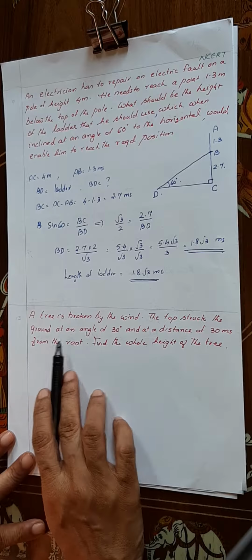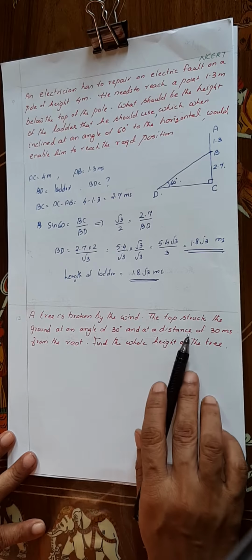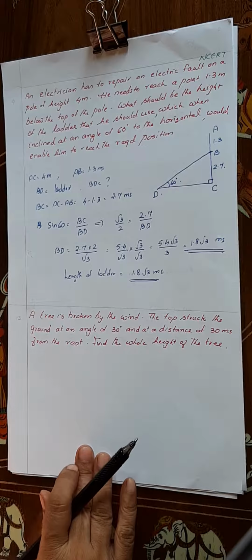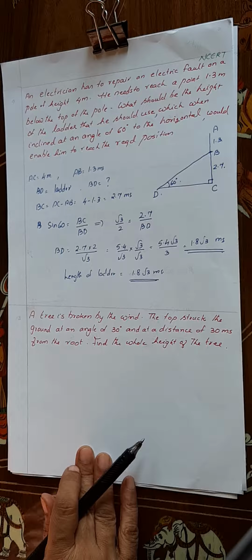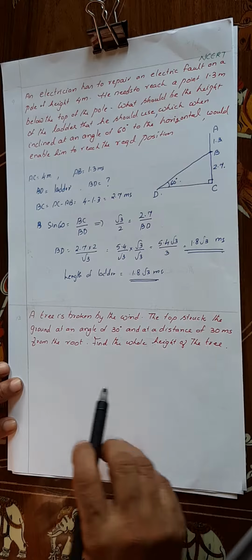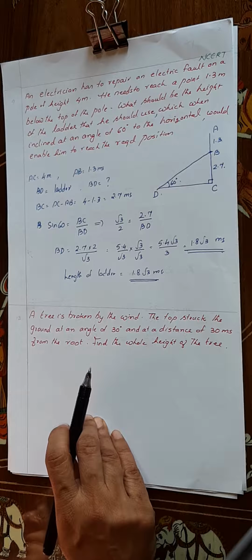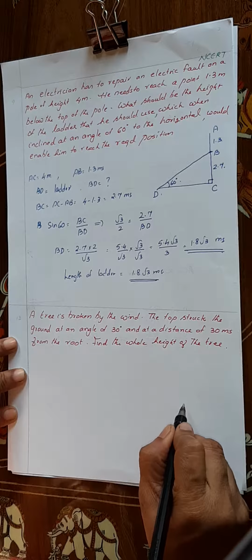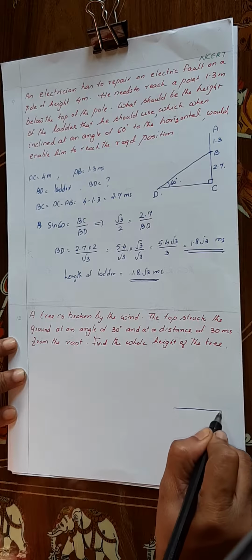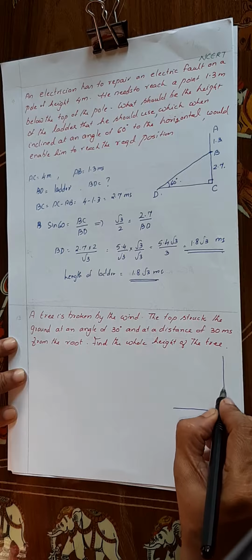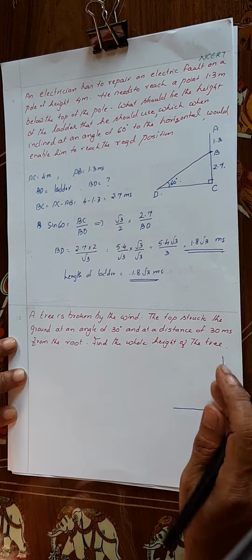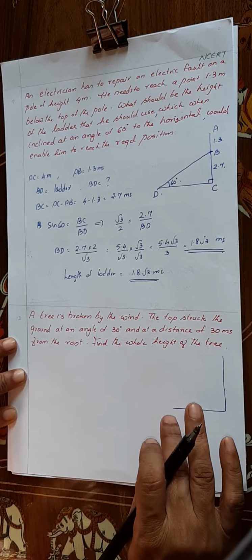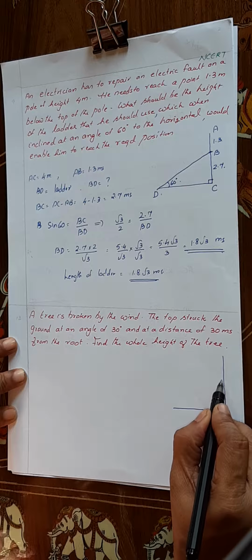A tree is broken by the wind. The top struck the ground at an angle of 30 degrees and at a distance of 30 meters from the root. Find the height of the tree. So this is the ground. Now this is the length of the tree, but the tree has not completely broken. If it had completely broken, then it would have fallen on the ground, but it is broken at a certain point.